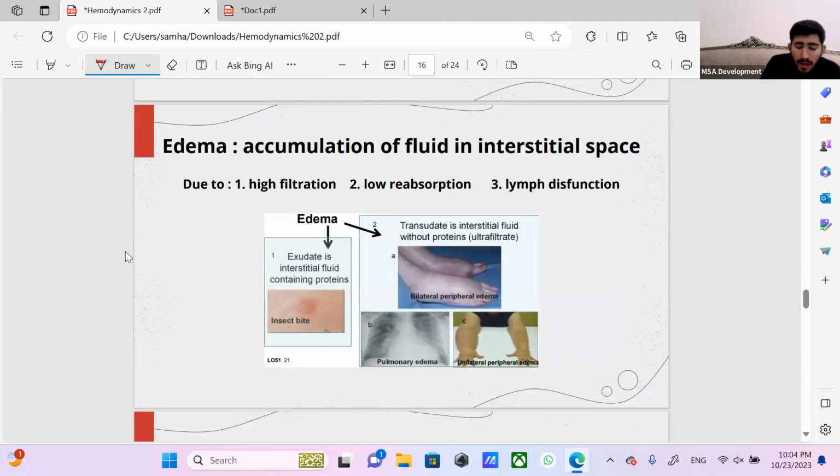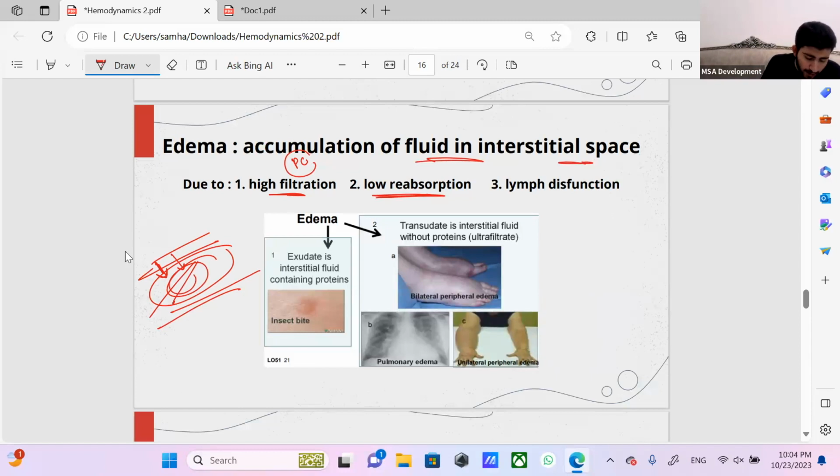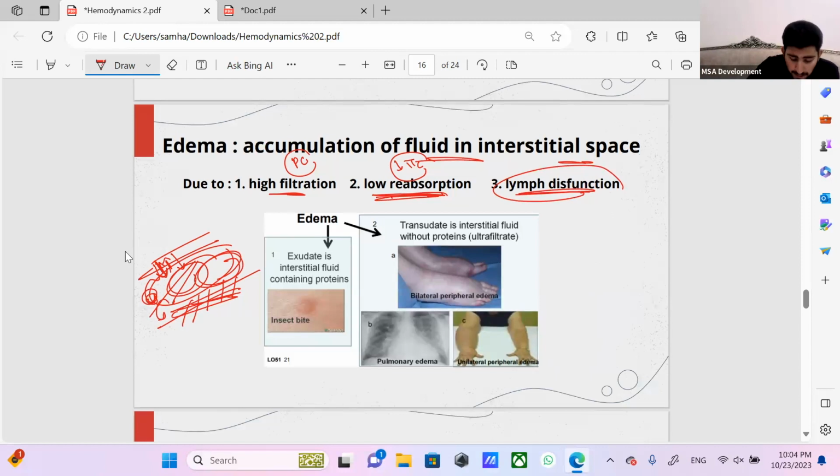So what is edema? Edema is accumulation of fluid in the interstitium. We have a blood vessel and we have lymph. Here we have the interstitium. If this blood accumulated here, we have edema. Why would we have edema? Due to high filtration, high blood getting out, which is increased pushing force. Low reabsorption, here low reabsorption means low pulling force. If we decrease the pulling force of the capillary, we will have low reabsorption, and so more fluid will be here. And last thing is lymphatic dysfunction. The lymph can't reabsorb, and so the blood will stay in the interstitium, causing edema.